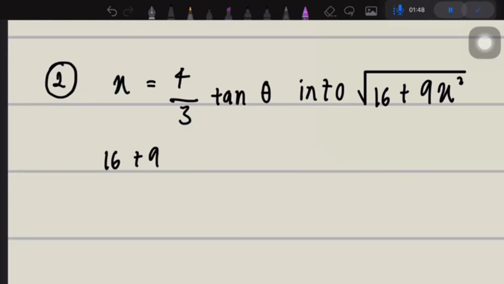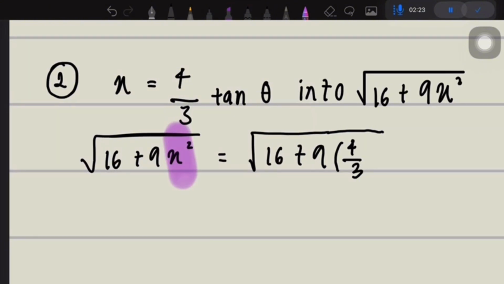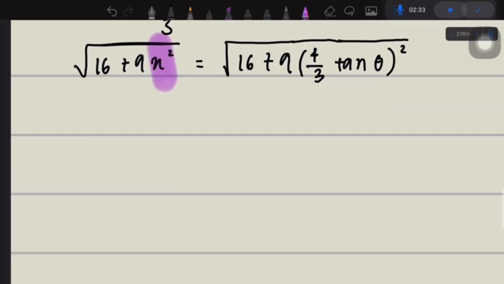Rewrite 16 plus 9x squared as equal to 16 plus 9. Replace the x with 4 over 3 tangent theta squared. So continue next.